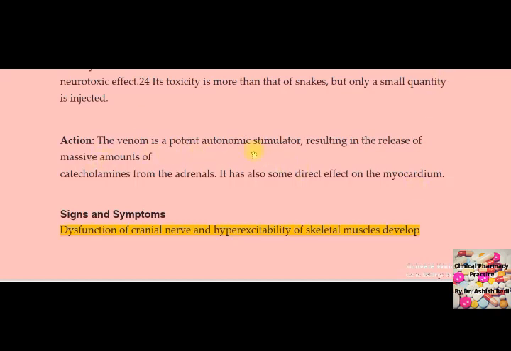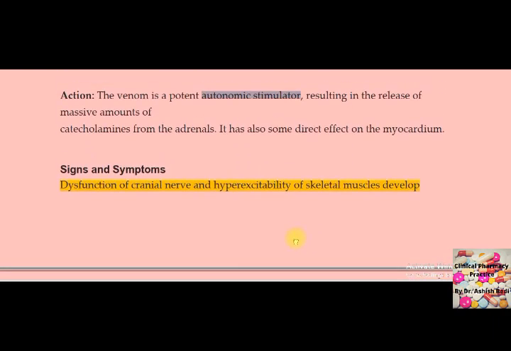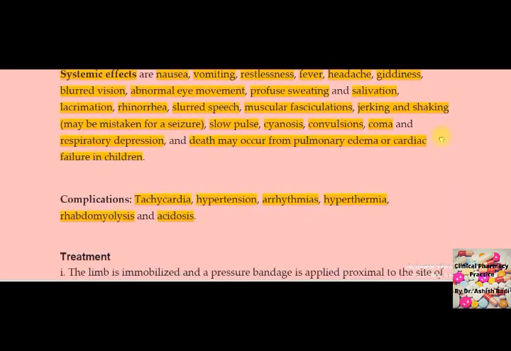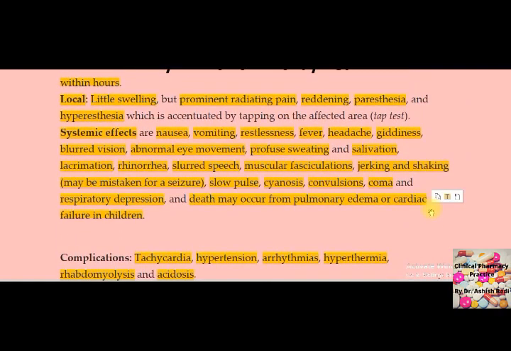So it will cause autonomic stimulation. Here is a word we come to know: autonomic stimulation. What does autonomic stimulation mean? In the ANS, both systems come in, the sympathetic and parasympathetic system. So by these clinical features, we already understood that first it will cause the sympathetic system to activate, and finally it leads towards the activation of the parasympathetic nervous system.